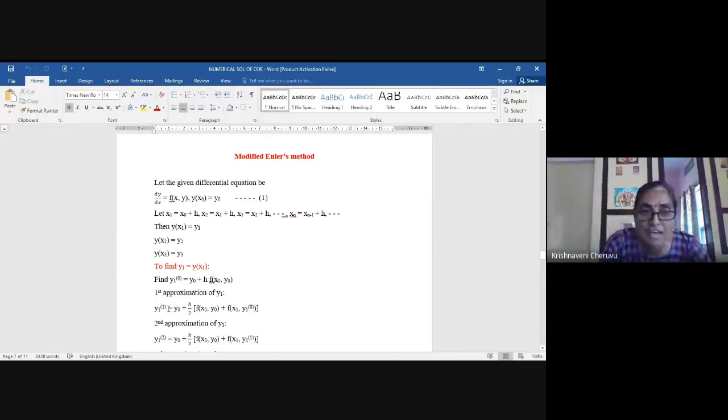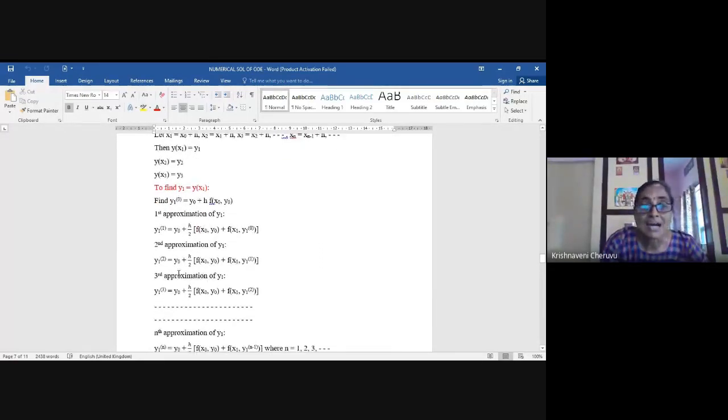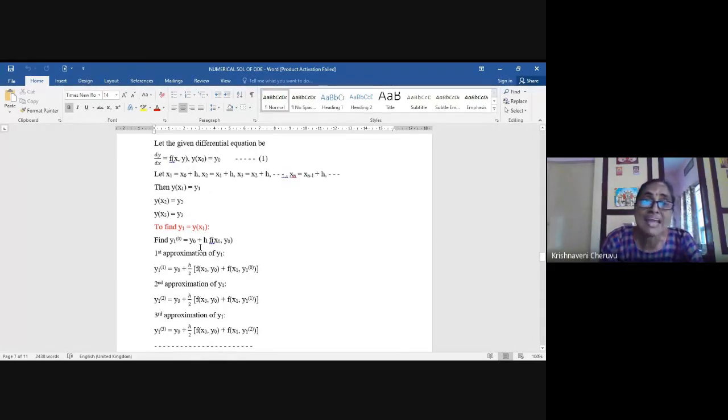First approximation for y1, second approximation for y1, third approximation for y1, and like this you keep on finding the approximate values for y1. That will be the best approximate value of y1. So you are not getting y1 immediately in one step like in Euler's method. You must see the difference between Euler's method and modified Euler's method. Euler's method is a one-step process, whereas modified Euler's method uses successive approximations.